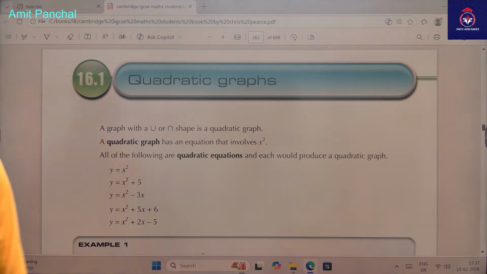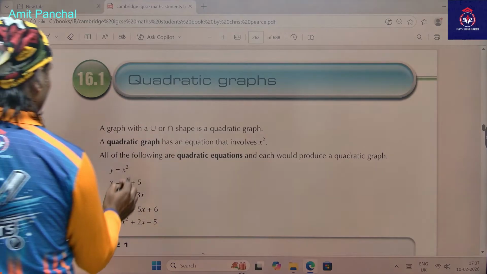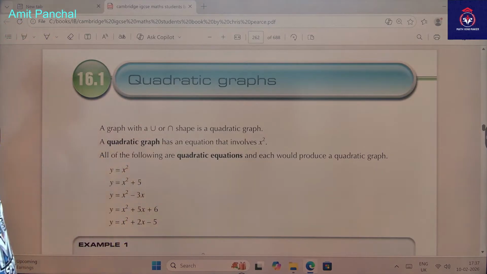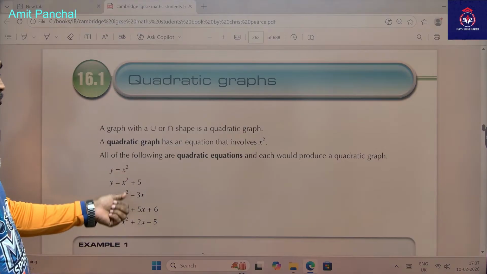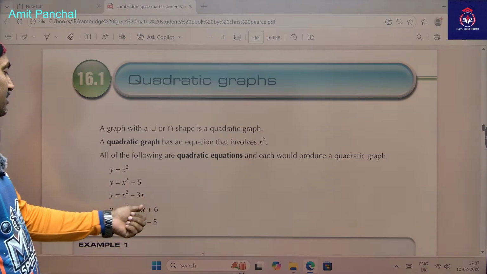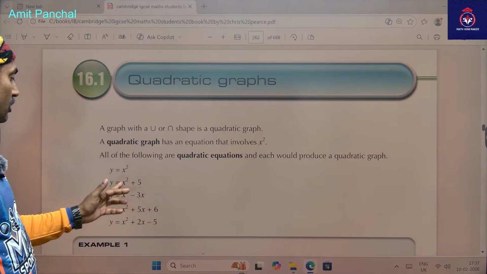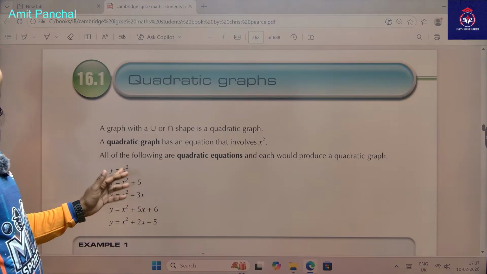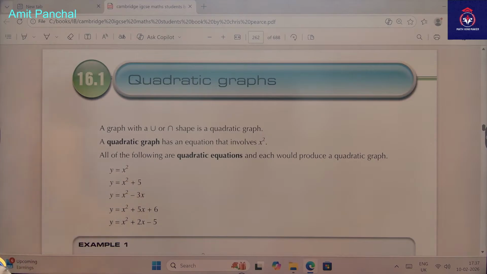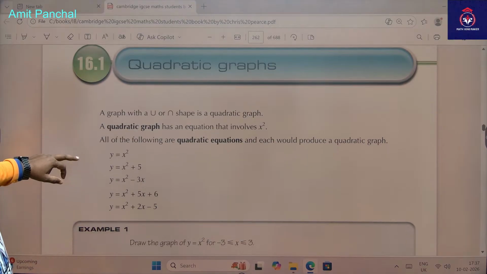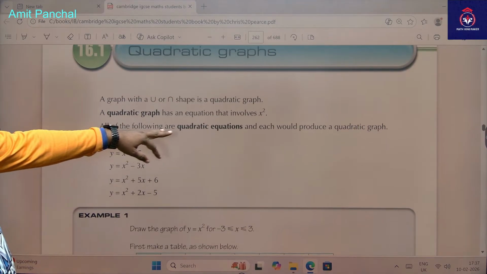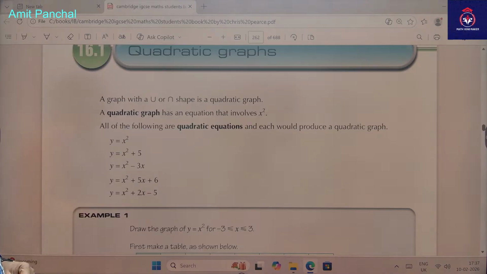So quadratic graph means you will be having a function like second order, second degree. So you will get y equal to x square plus 5, x square minus 3x. So the highest order of x will be 2. So that is said to be the quadratic graphs. Okay. Yes. So all of the following are quadratic equations, and each would produce a quadratic graph.